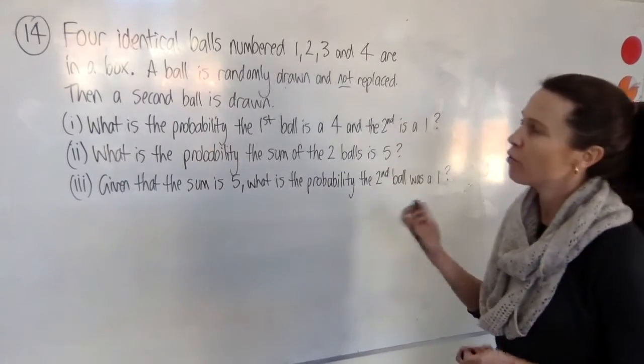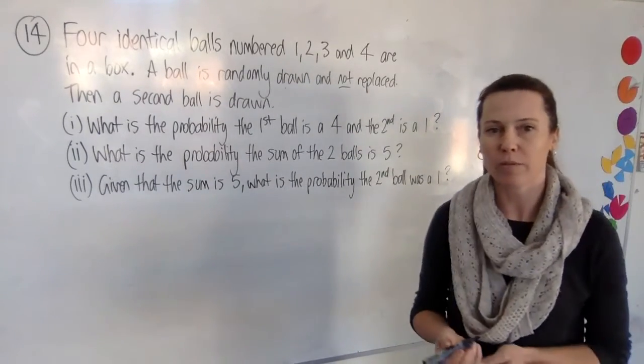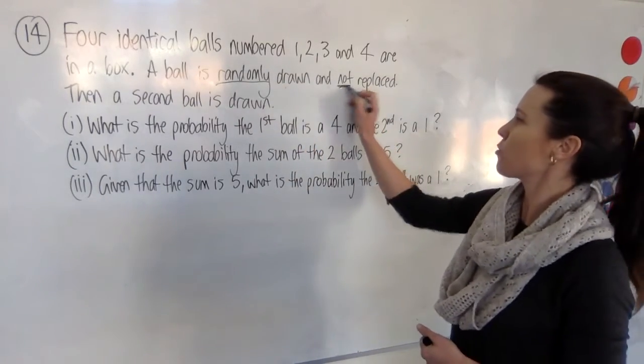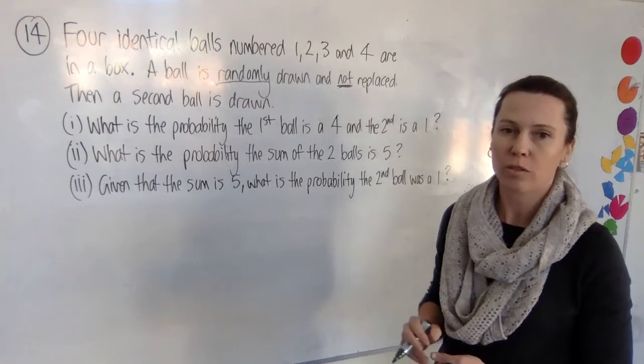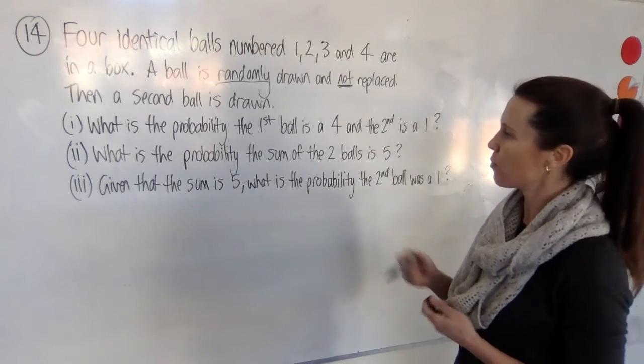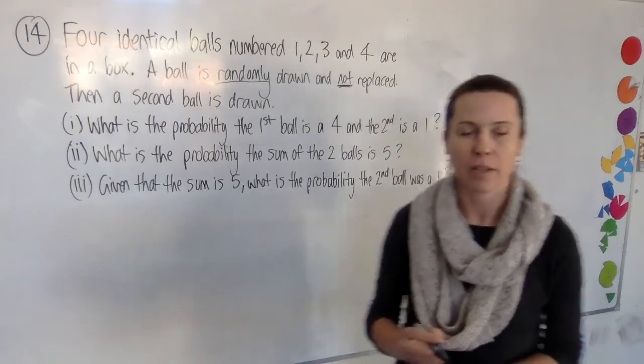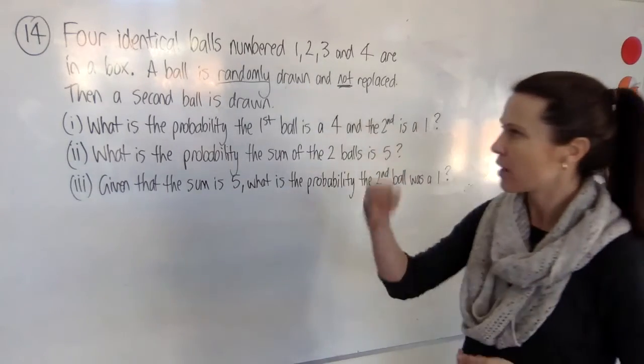Question 14. 4 identical balls numbered 1, 2, 3 and 4 are in a box. A ball is randomly drawn and it's not replaced. Then a second ball is drawn. So our first question says, what's the probability that the first ball is a 4 and the second ball is a 1? So imagine actually pulling these balls out of the box.